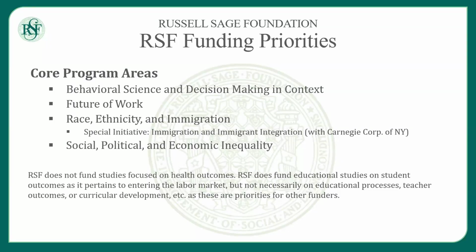We have a longstanding program on the future of work. Here we look at things that have to do with the labor market, the quality of jobs, anything from automation to debates around what the minimum wage should be, how jobs should look in the future, how jobs look right now. And we then have a program on race, ethnicity, and immigration. As a specific call out, we do have a focus on immigrant integration that is co-funded with the Carnegie Corporation. And then we have a program on inequality. It used to just be referred to as social inequality, but we wanted again to broaden the scope. So we are looking at social inequality, political inequality, and economic inequality.